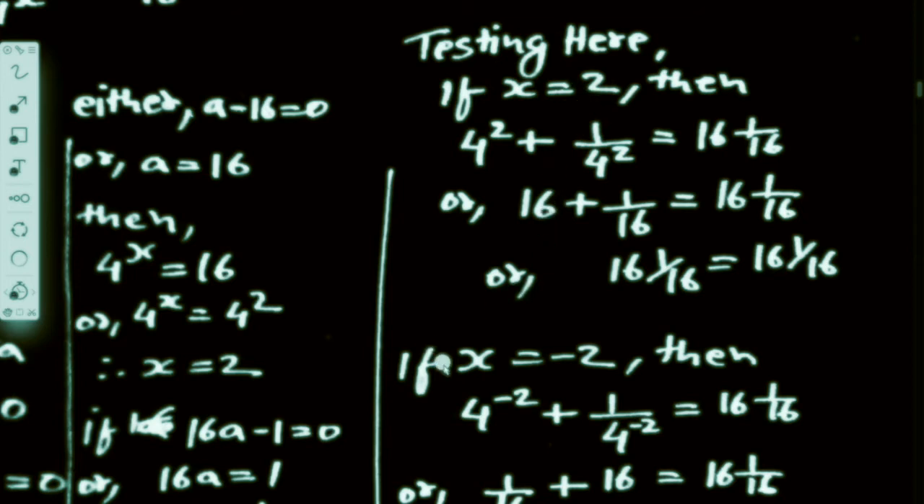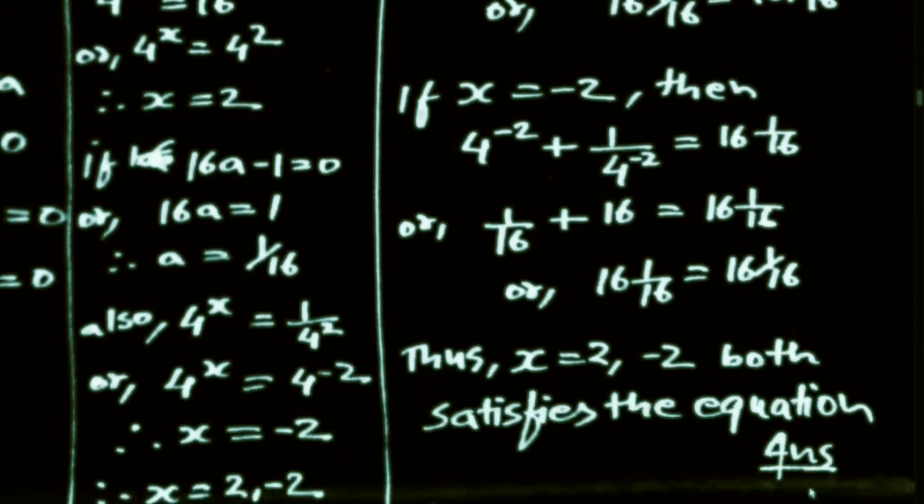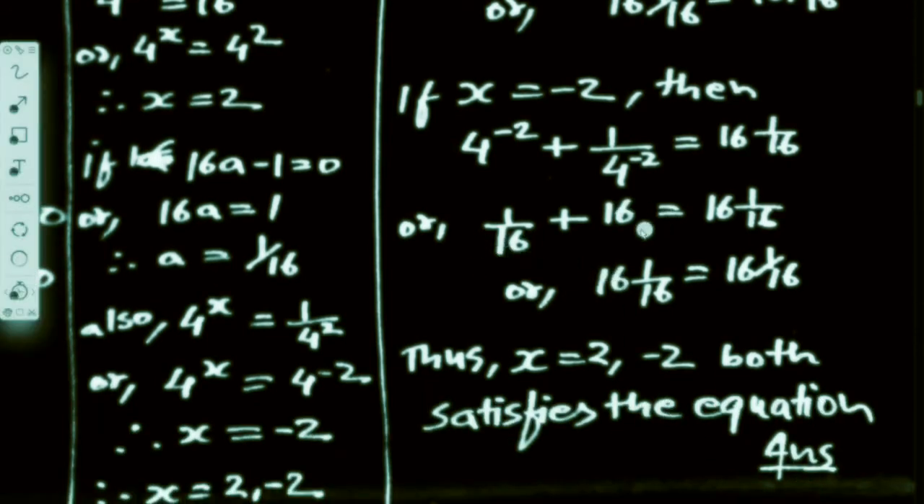We see again, if x equals minus 2 and we keep minus 2 in place of x at every step, then 4 power minus 2 plus 1 by 4 power minus 2 equals 16 plus 1 by 16. Here 4 power minus 2 means 1 by 16, and 1 by 4 power minus 2 means 16. So 1 by 16 plus 16 equals 16 plus 1 by 16. Both sides are the same.